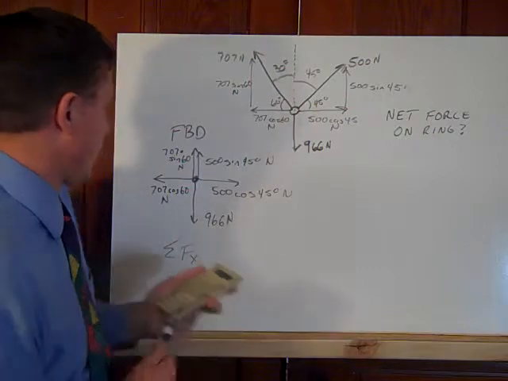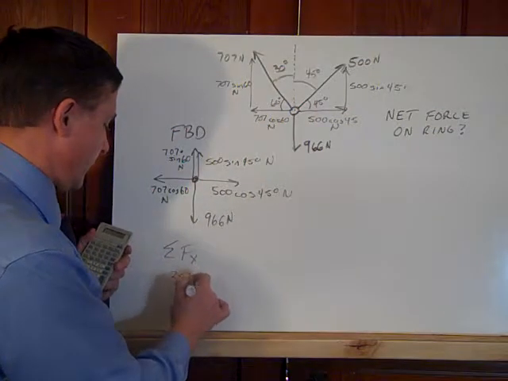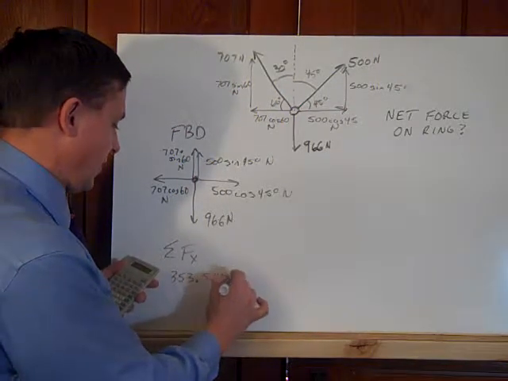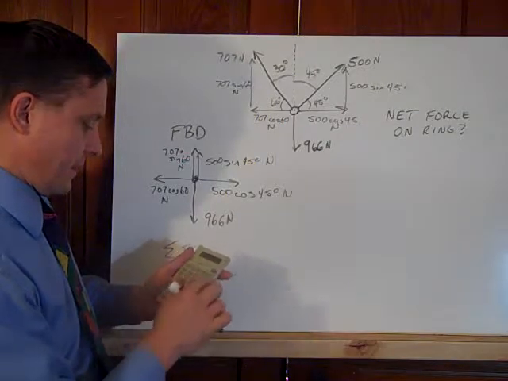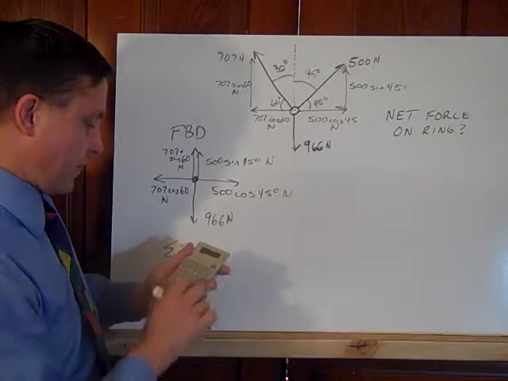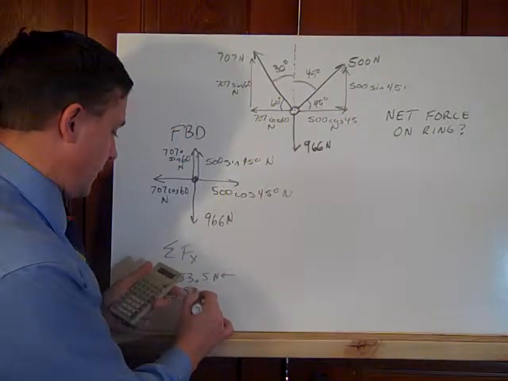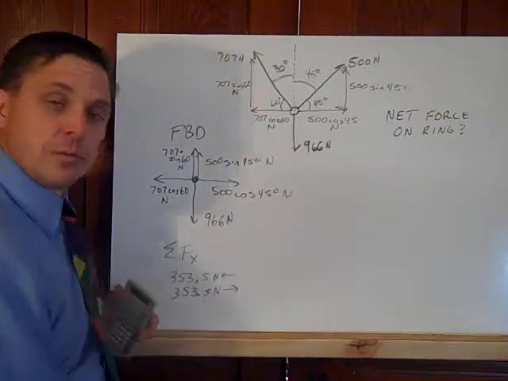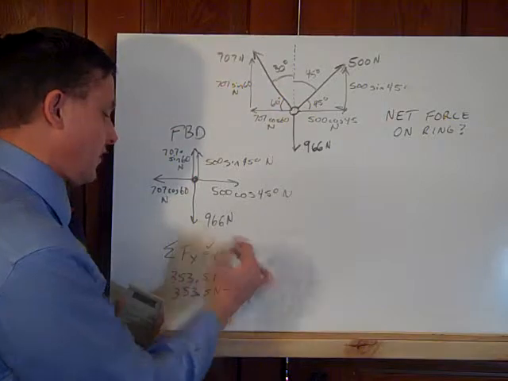I get 353 newtons to the left. 353.5 newtons this way. This force, 500 times cosine 45, oh, look at that, 353.5 newtons the other way. Those two forces are equal and opposite, so these forces do sum to 0.